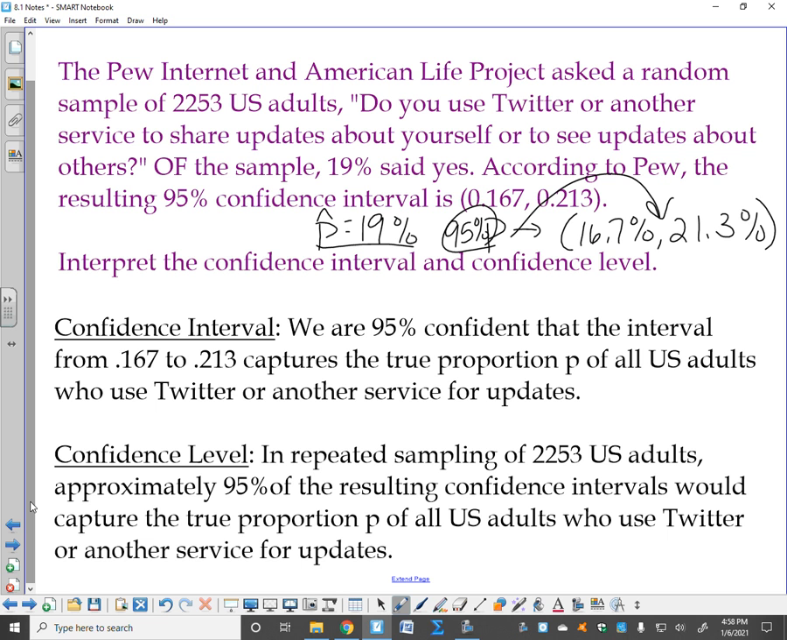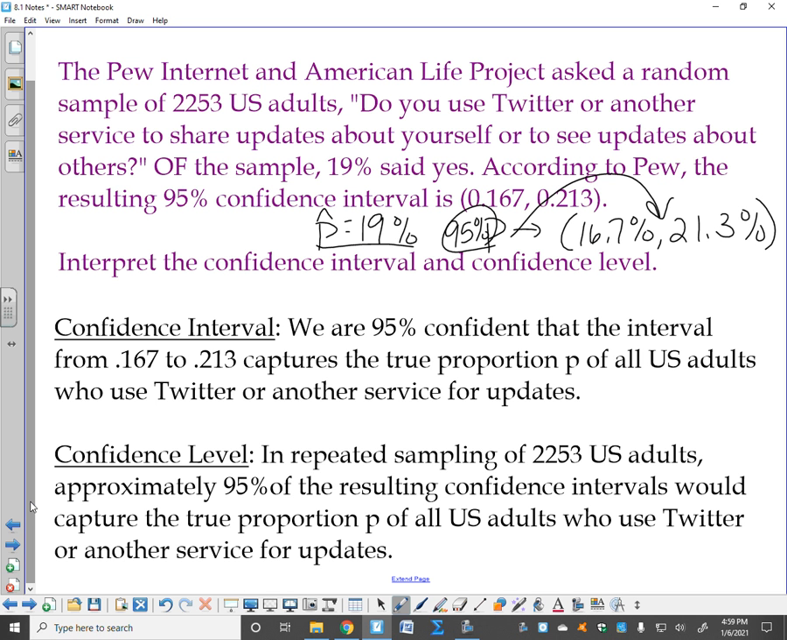All right, here I go. I'm going to go again. Confidence interval. So I am interpreting the interval. We are 95% confident that the interval from 0.167 to 0.213 captures the true proportion of all U.S. adults who use Twitter or another service for updates. Put it in context of the problem.